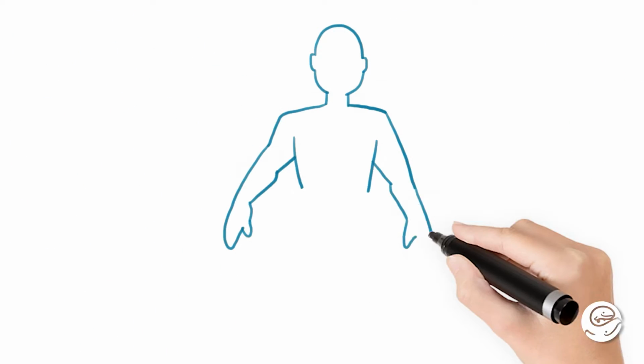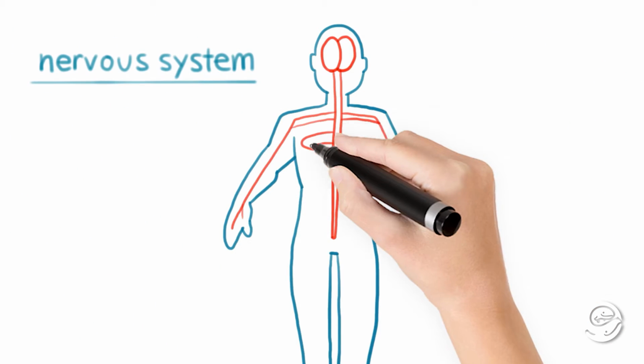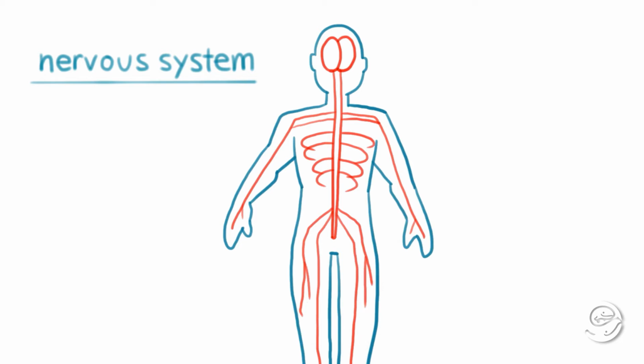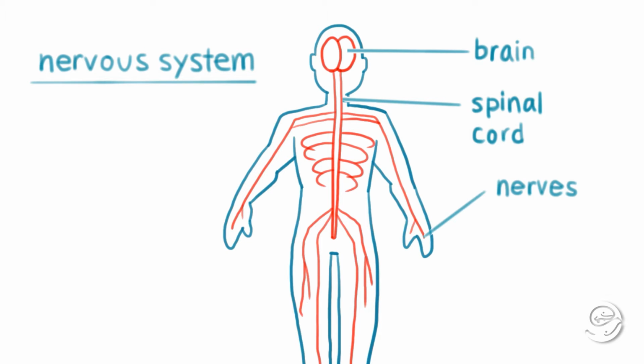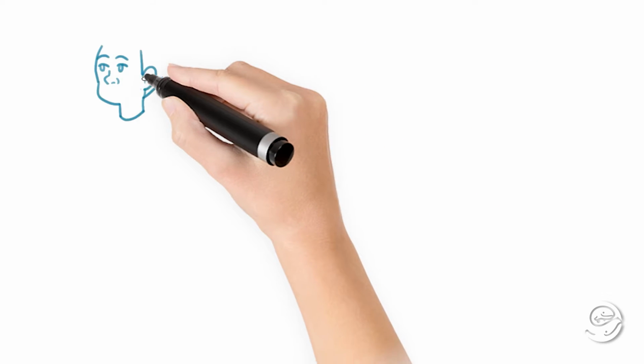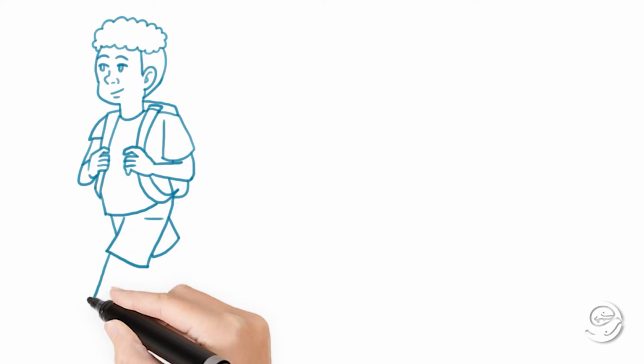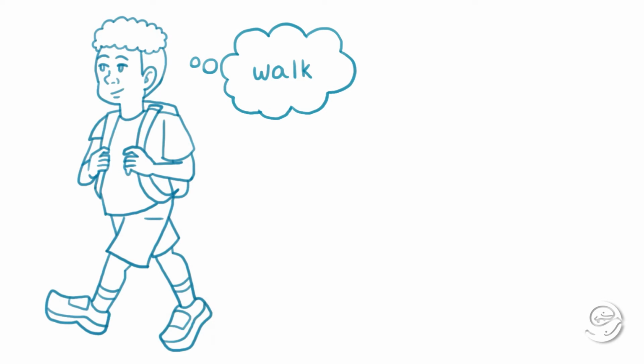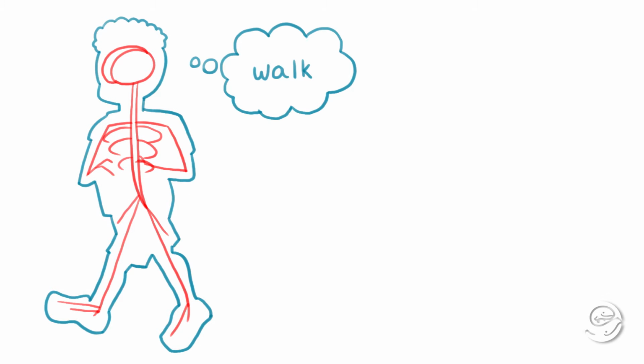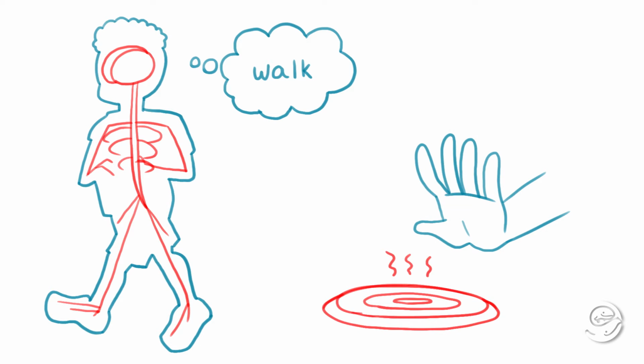First, we have to talk about your nervous system. When we say nervous system, we're not referring to being nervous or worried. Your nervous system is a network that includes your brain, spinal cord, and nerves. It sends signals from your brain to your body, and also from your body back to your brain. When you think walk and your legs move, it's your nervous system that sends the signal. When you touch something hot and pull away and go, ouch, that's also your nervous system.